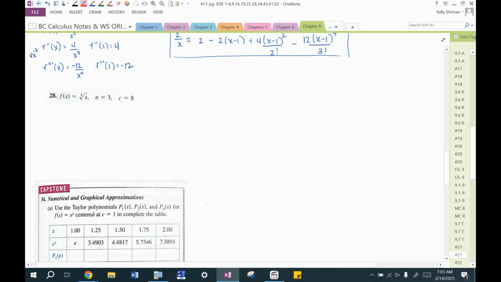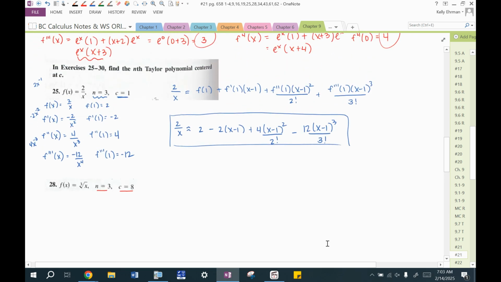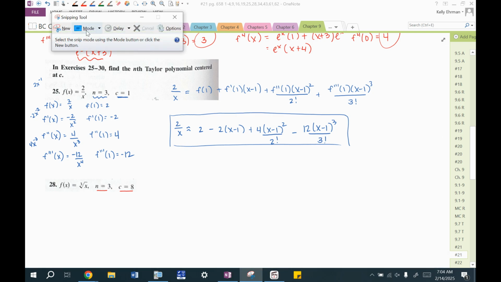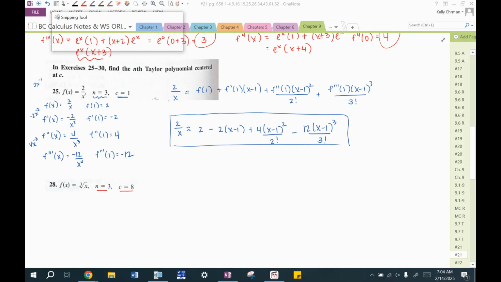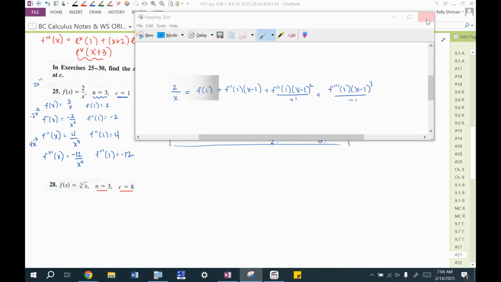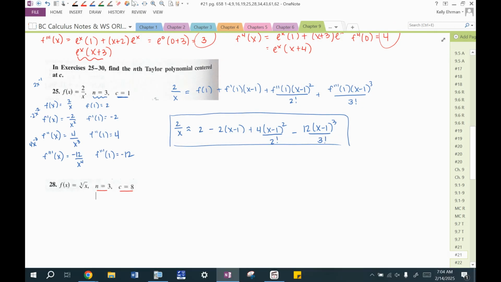All right, this time we're centering at 8. We're still only doing 3 derivatives. So again, you can start with the same setup as you did before. So I'm just going to change out a couple of things here. Oops, I didn't mean to do that. What am I doing? I meant to do this.